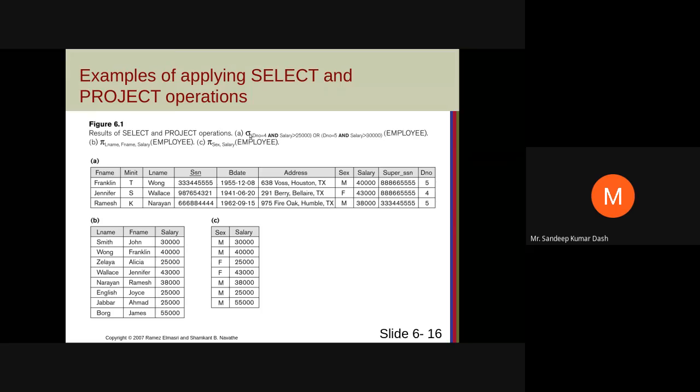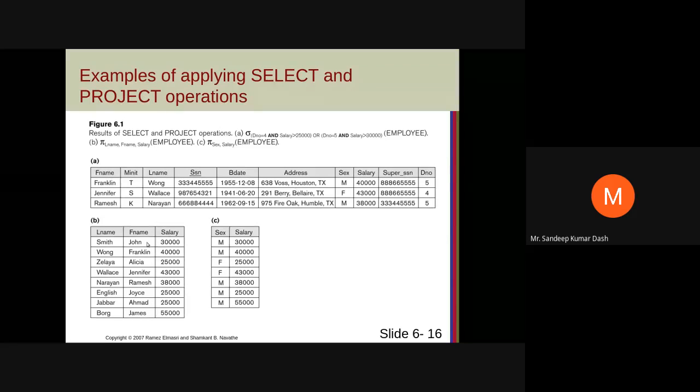Here you see, when you apply a select operation, the number of columns present in the result is the same as the original relation. That's why the schema of both the relations is the same, but the number of rows in the result is either less than or equal to that of R.